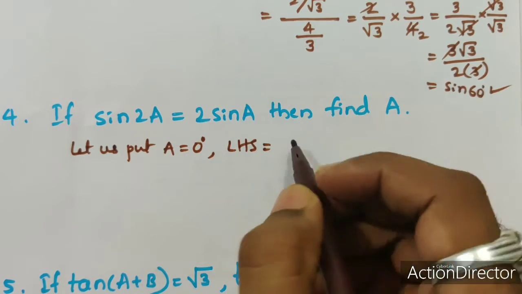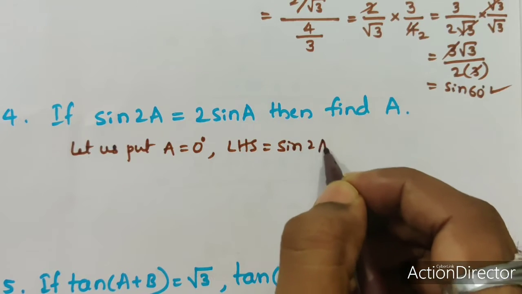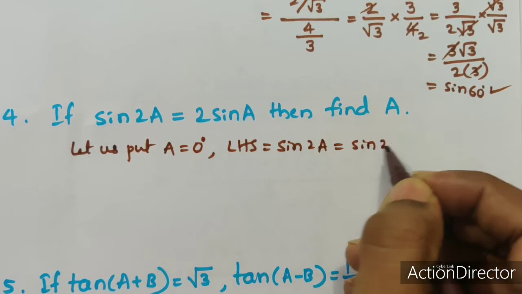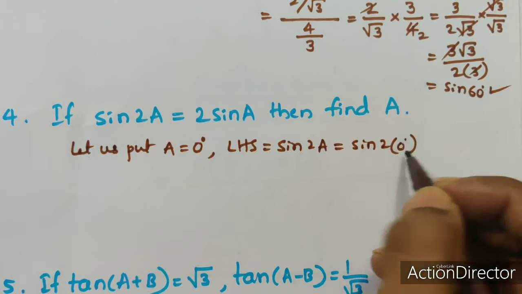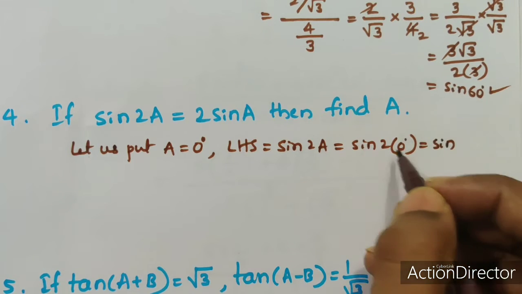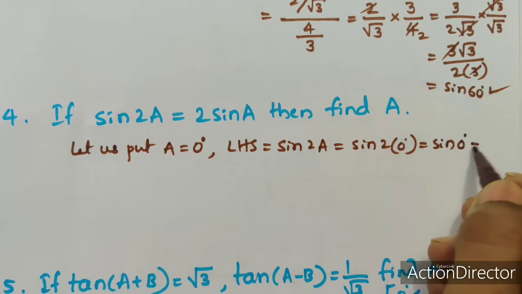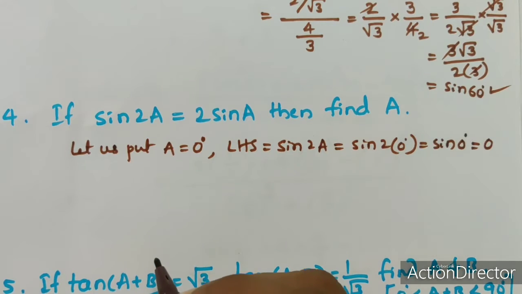LHS becomes sin 2A. In place of A, I will take 0 degree, so it becomes sin 2 into 0, which is sin 0 degree, and sin 0 is 0.